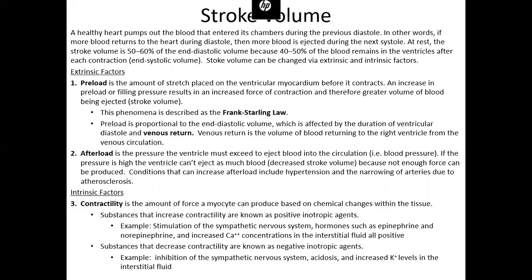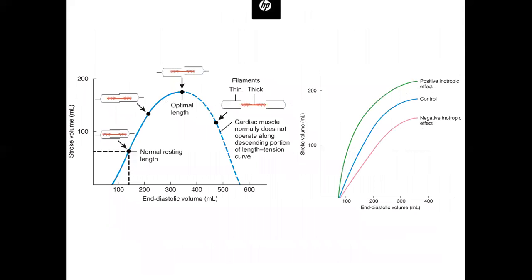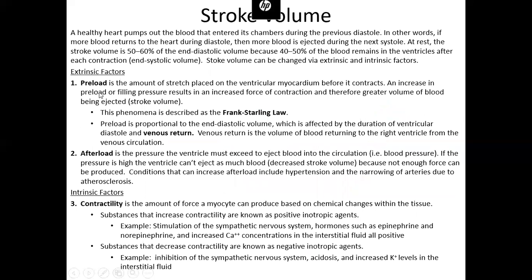Two extrinsic factors, which are related to things outside the heart, and then one intrinsic. The first extrinsic factor is called preload, which relates to something we've seen before with that length-tension relationship. Back when we talked about skeletal muscles, we learned that it had everything to do with the number of cross bridges. The more cross bridges, the more force the heart beats with. Let's read through and I'll explain what that means.